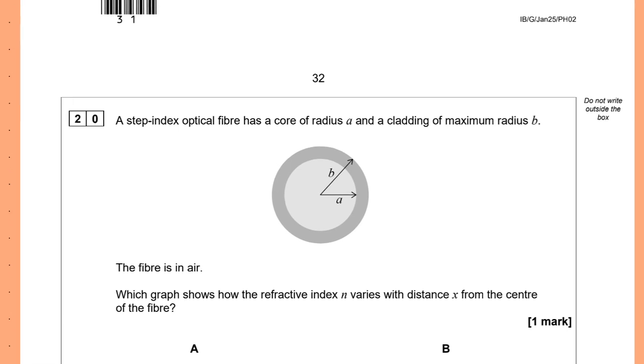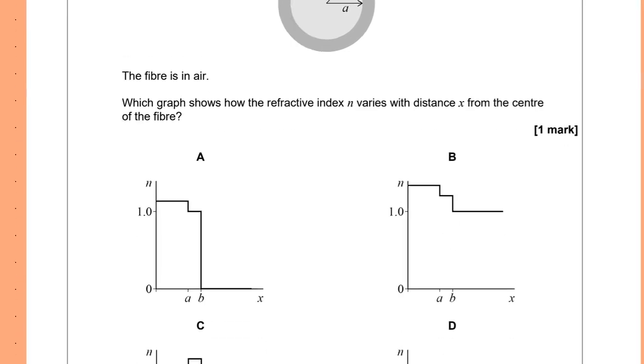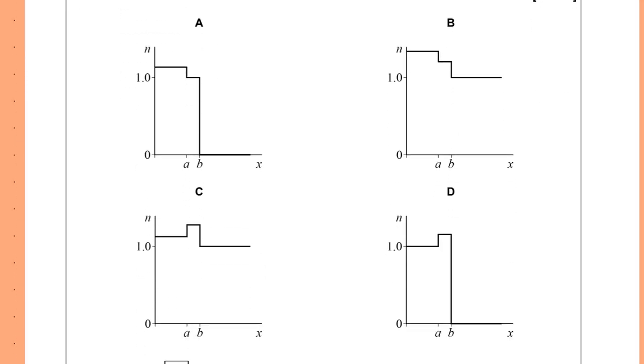20. A step index optical fiber has a radius A and a cladding of max radius B. Fiber is in air. Which graph shows how the refractive index varies with distance x from the center of the fiber? So as long as I'm within this, it's going to be one refractive index, then it's going to be something else, and then it's going to be 1. Right? So which one ends at 1? That's this and this. Right?